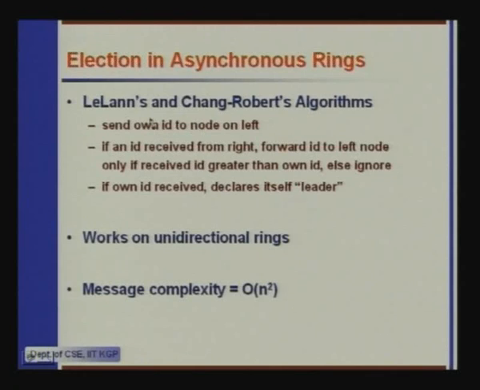Okay. The idea is that every process which wants to contest the election sends its own ID to the node on the left. Again, we are assuming that the ring is unidirectional. Okay. If an ID is received from the right, then forward the ID to the left node only if the received ID is greater than own ID, otherwise ignore. Okay. And if own ID is received, then you declare yourself as a leader.